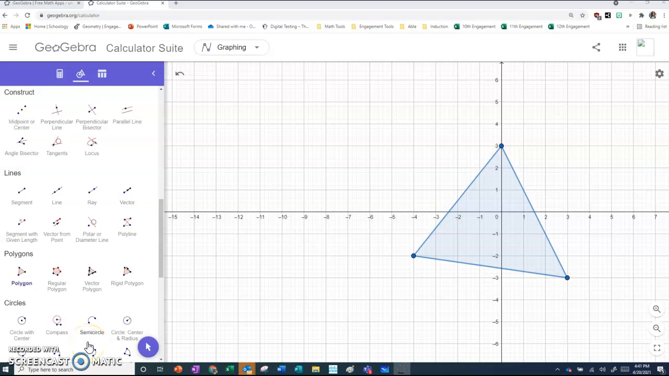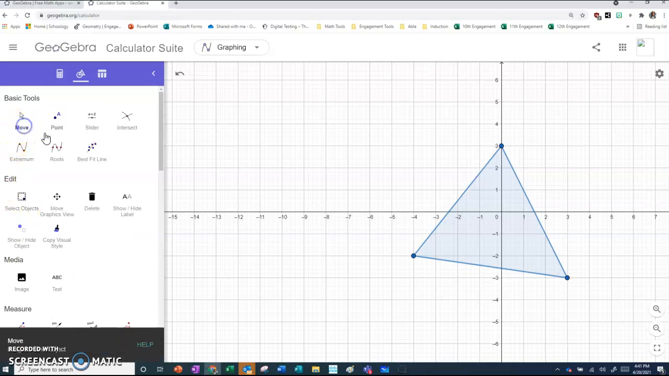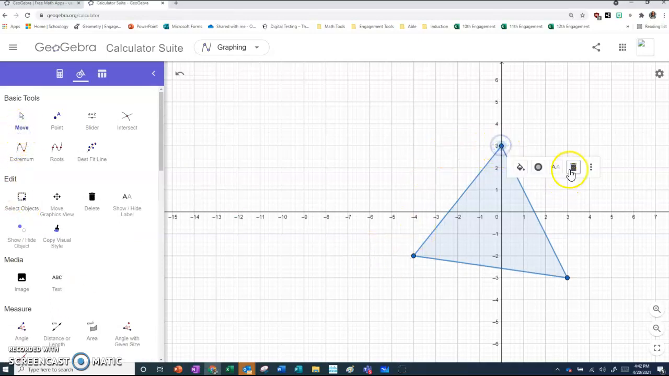Now that you have your triangle, use the Move tool and show the labels of the vertices. Also use the Move tool to make your triangle opaque, meaning there's no shading in the middle of it. So click on the triangle, click the paint option and move the bottom bar to 0. Now your triangle has no shading in it.